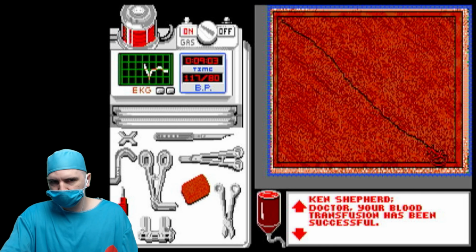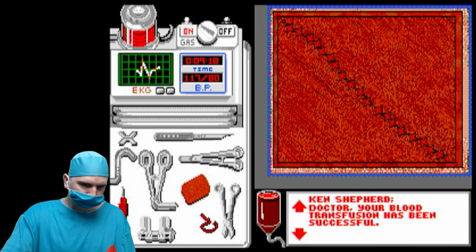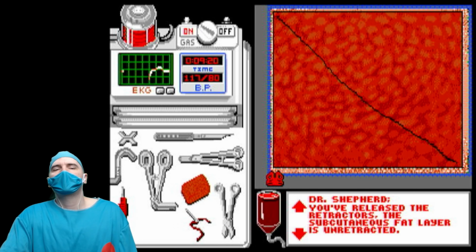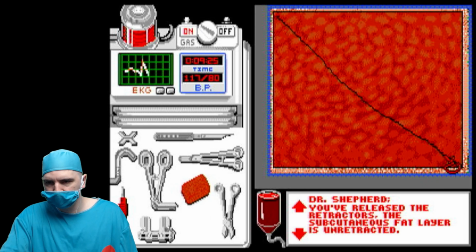Another layer. So far, it's taken nearly 10 minutes. That's not too shabby. Making sure the heart rate is doing what it should. You've released the retractors. Hang in there, we're nearly done. The subcutaneous fat layer is unretracted.